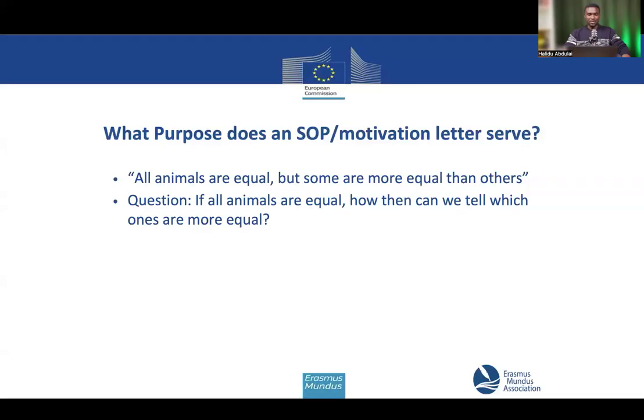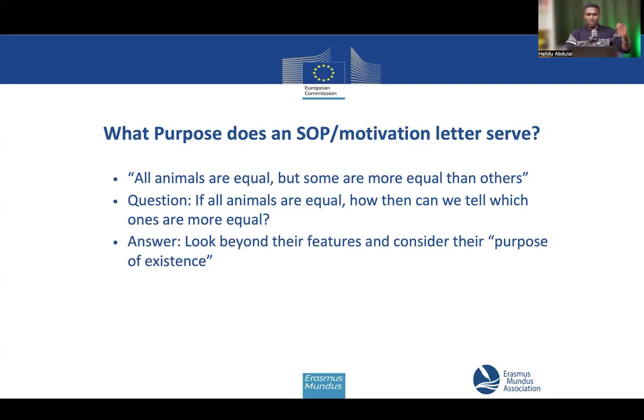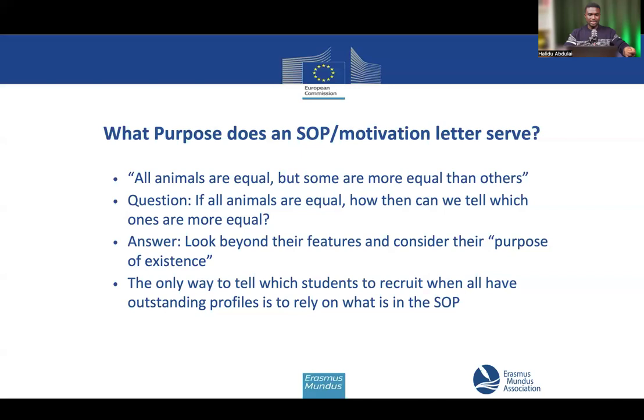And you would agree with me that one way to tell which animals are more equal is to look beyond their features and consider their purpose of existence. And so this is exactly what an SOP or motivation letter serves in an application package. So in an event where all candidates have outstanding profiles, the only way to tell which students to recruit is to rely on what they have put in their statement of purpose or the motivation letter.